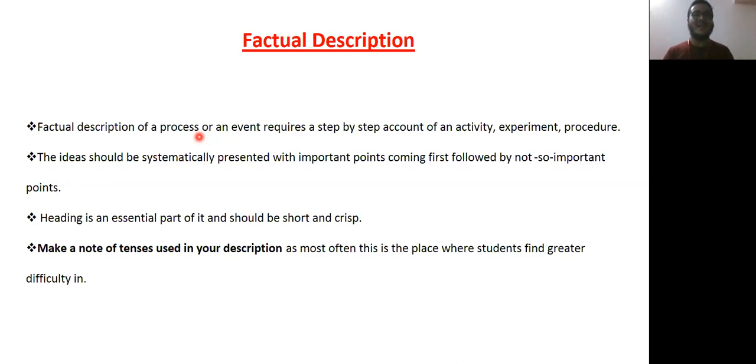Next, heading is an essential part of it. It should be short and crisp. Students, I am telling you, heading, title, or what in letter writing you call the subject, should be to the point. You must not copy the whole question given in the question paper. You must write those headings, titles or subjects to the point, a couple of words, as asked in the question. You must not copy the whole question and write it down in the answer copy.